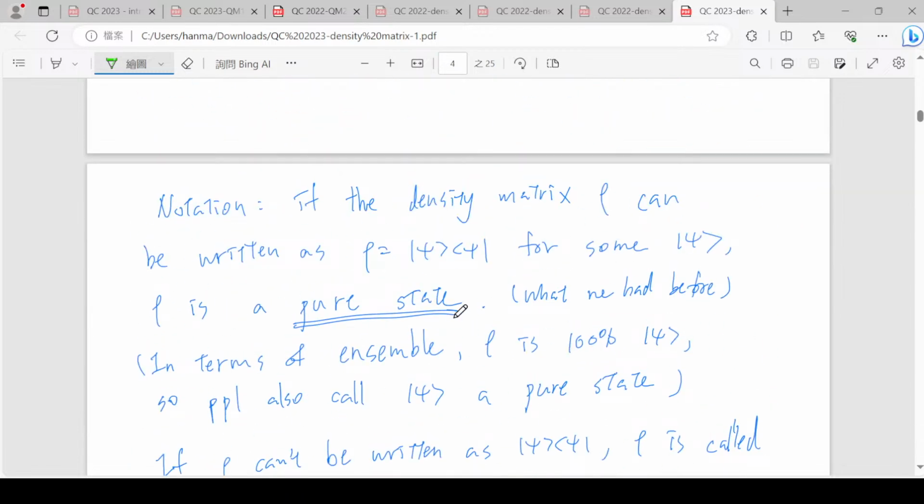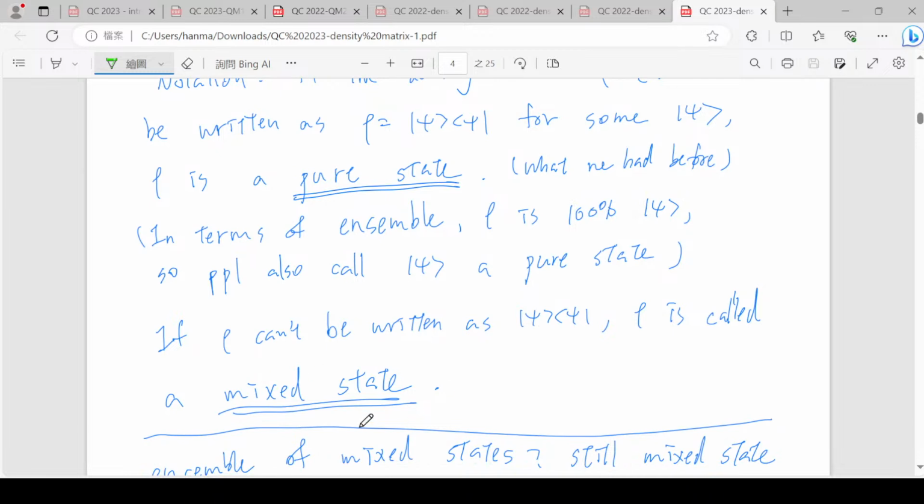So first, some notation. There is a pure state. I think I said this a little before, but now we already gave the definition. So what's a pure state? A pure state is a density matrix that can be written as a projector onto some state, some psi ket, psi bra. With this, we call it a pure state. Otherwise, we call it a mixed state.